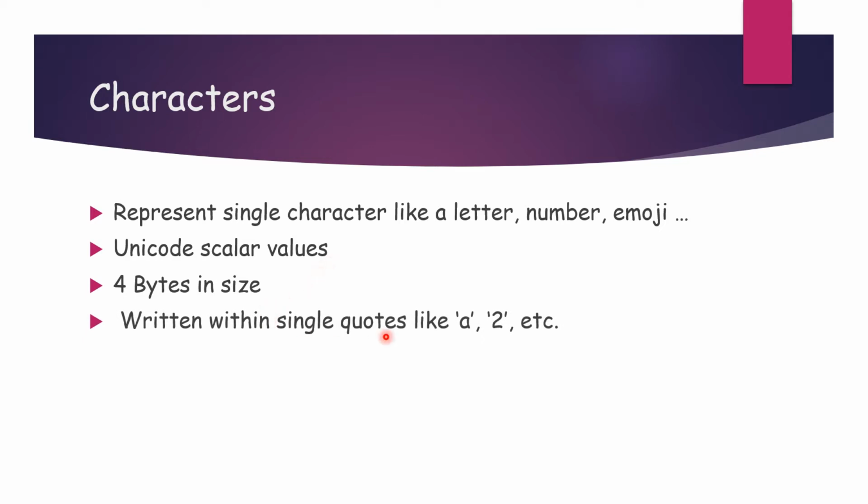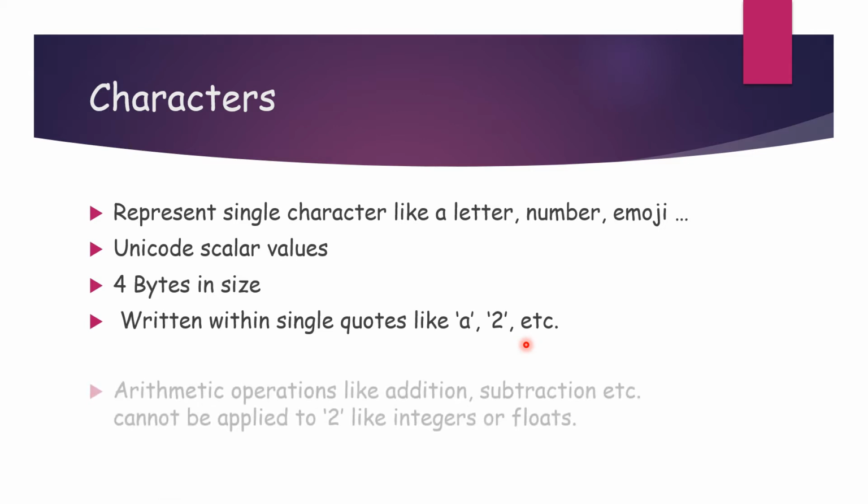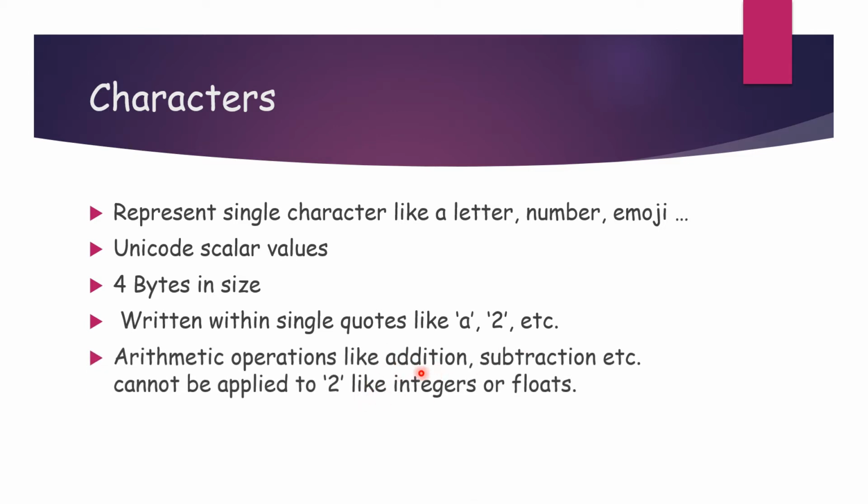And these are written within single quotes. This is very similar to other languages. So you see single quotes and then the character. Similarly, if we write a character 2, we write it like this. And the point to note is that this character 2 is different from the number 2. You cannot perform arithmetic operations like addition and subtraction on these, like on integers and floats.